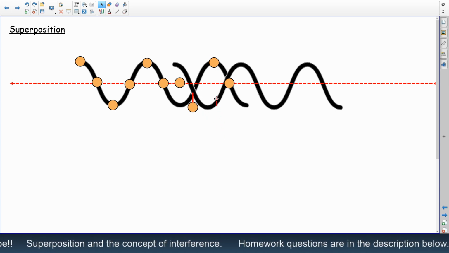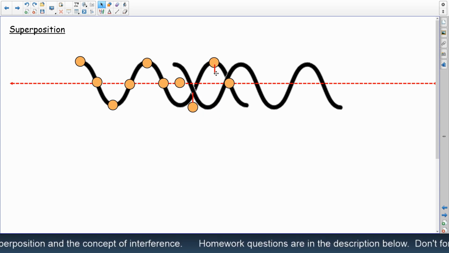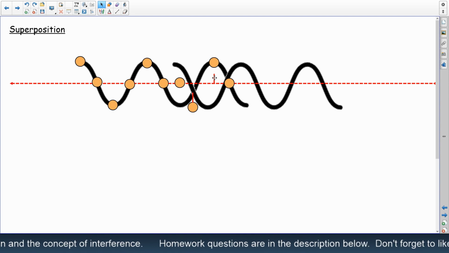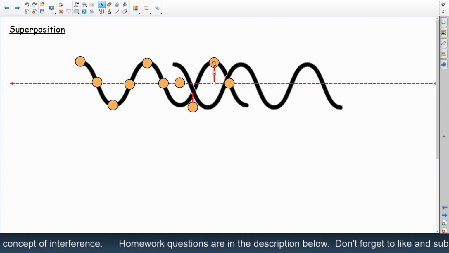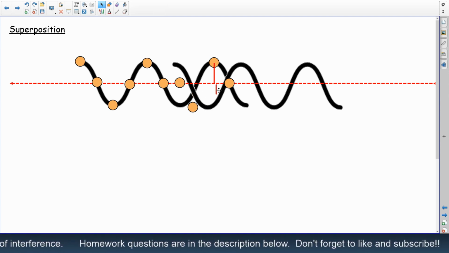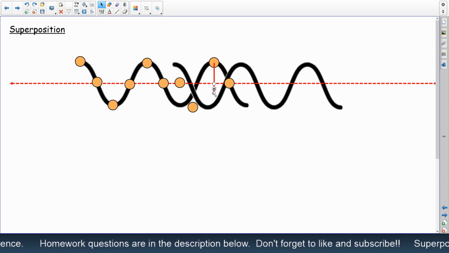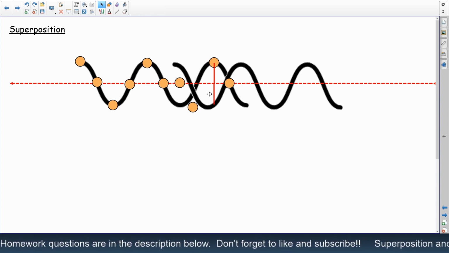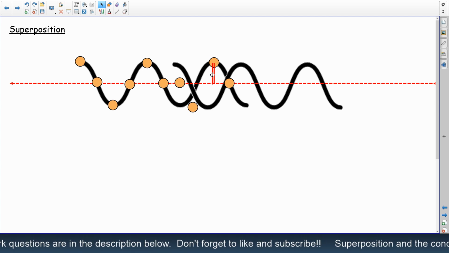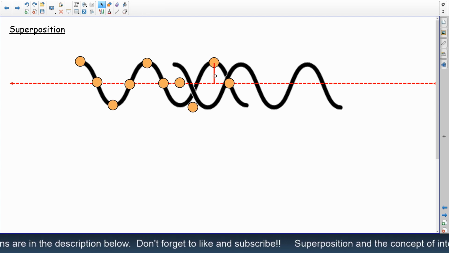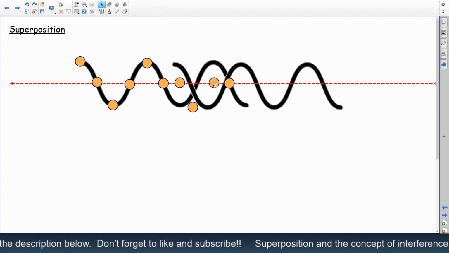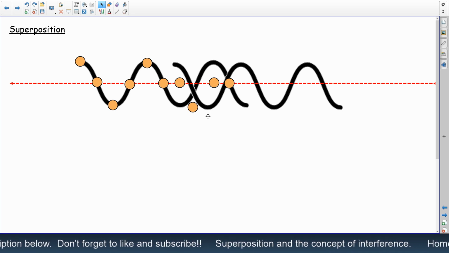Let's take a look at another position. Let's take a look at this particle here. What happens to it? So it's been attempted to be moved upwards here, but is being moved downwards by the other wave to this position. So let's vector sum these together, and they look roughly the same in height. So we end up with a situation where this happens.